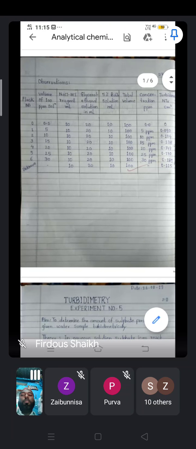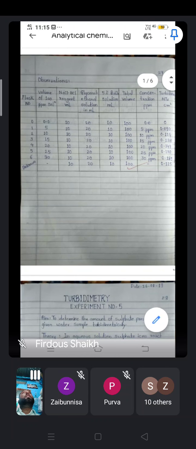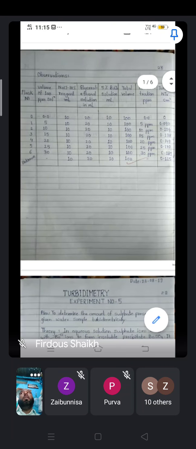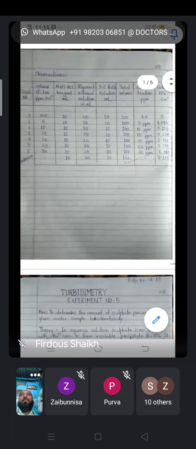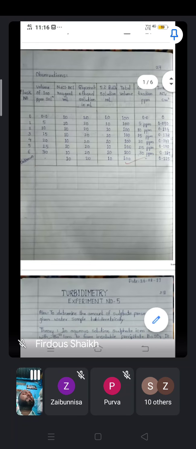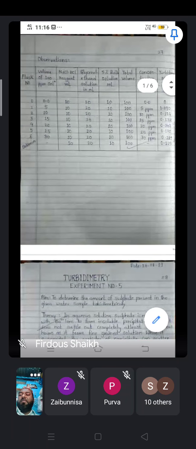Again, you have to determine the concentration of the sulfate ion present in the water sample using a turbidimeter. Turbidity is nothing but this: when we add a drop of milk to water, you can see the turbidity appear. Similarly, when you dissolve calcium chloride, the turbidity appears, a slightly whitish silvery color. Particles suspended in the solution are called turbidity.